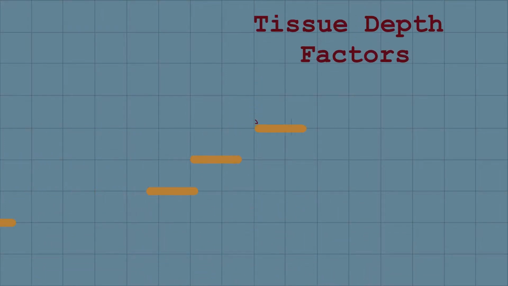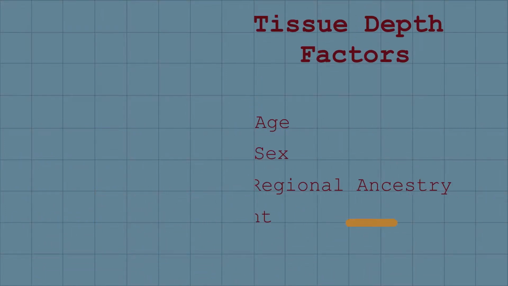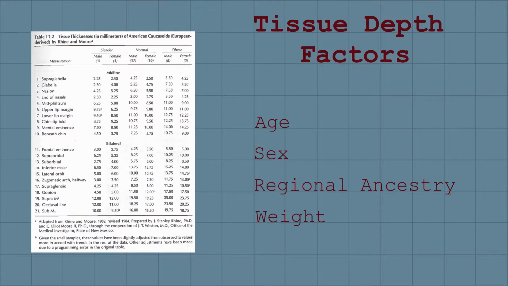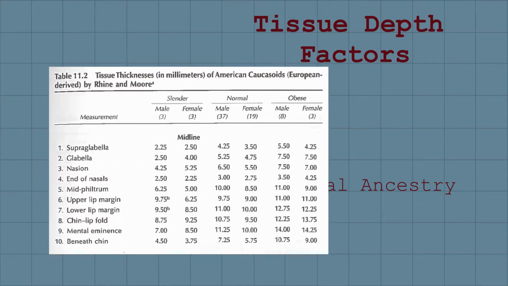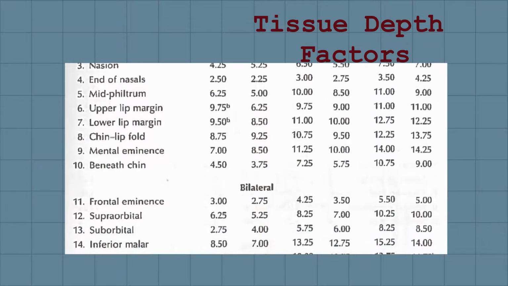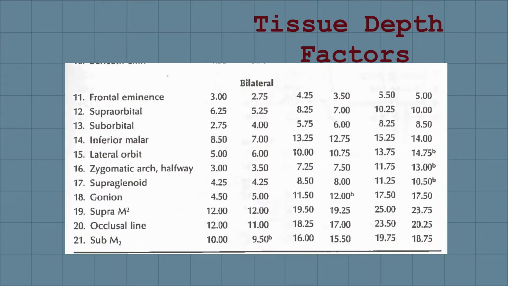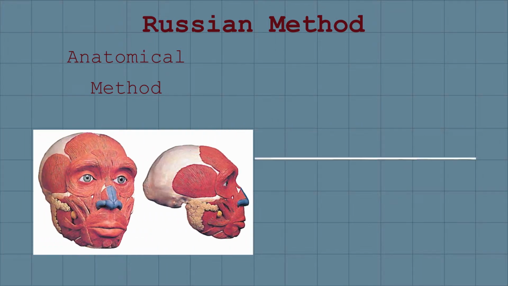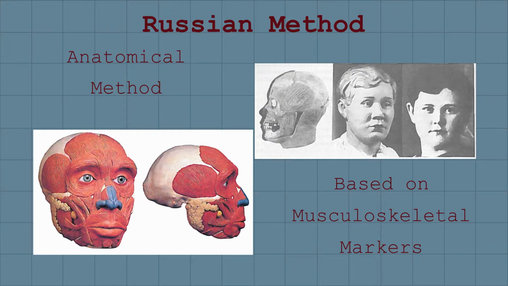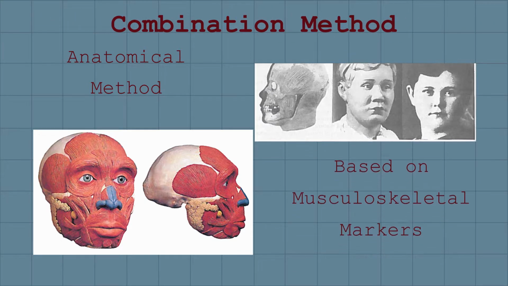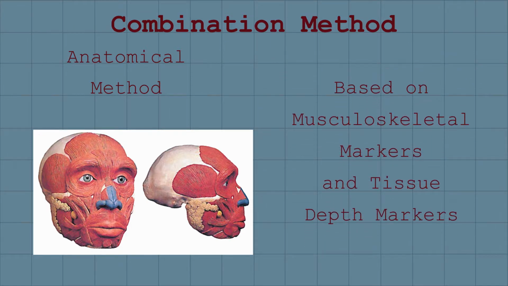Information on the individual's age, sex, regional ancestry, and weight would influence which list of tissue depth markers would be used. This information is determined using anthropological analysis of any available remains, or estimated to the artist's and anthropologist's best judgment. With the Russian or anatomical method, the individual muscles of the face are approximated using the musculoskeletal markers on the bones. The preferred method is a combination of both ideologies where the muscle placement is guided by the depth of the tissue depth markers.